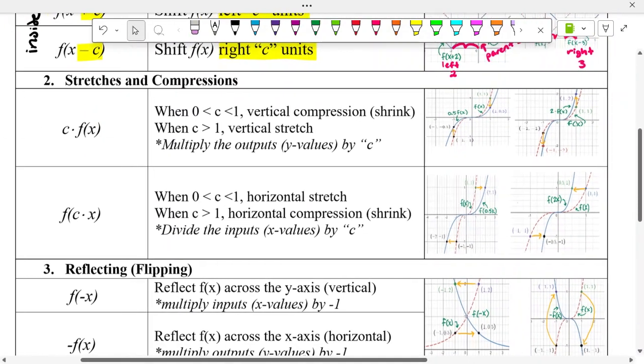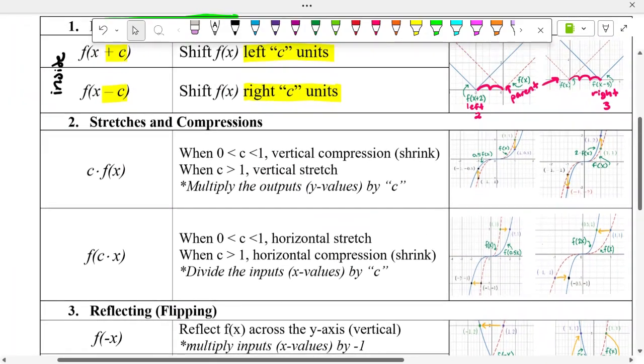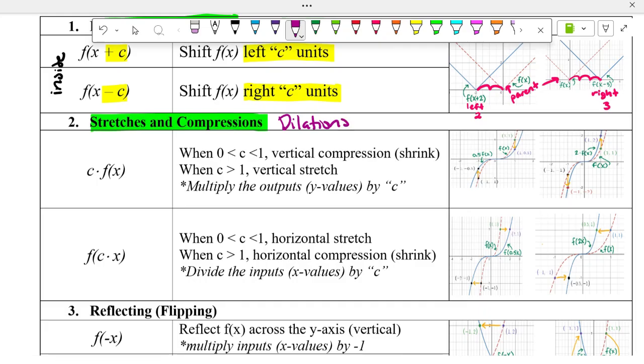So after we do the horizontal translations, we then do the stretches and compressions. These are also known as dilations. Now, when y'all were in Math 2, dilations typically meant you were doing what to a shape? You're making it bigger or you're making it smaller. Good. So you're either making your figure bigger or you're making it smaller. Now, the vocab in this can be a little bit different.